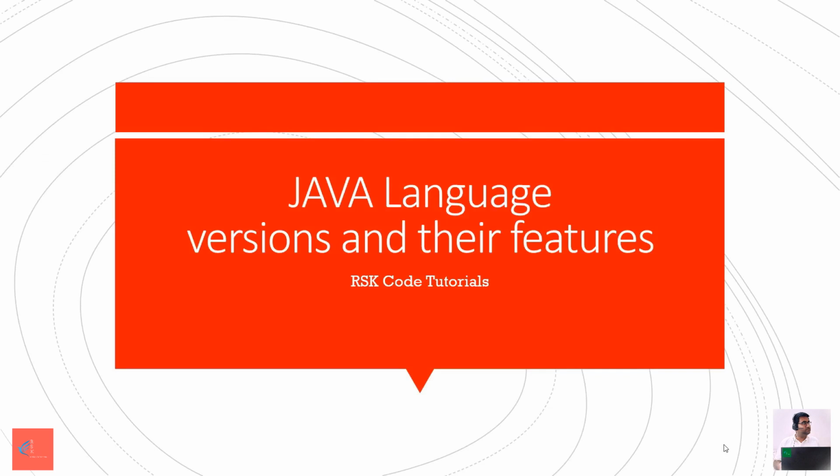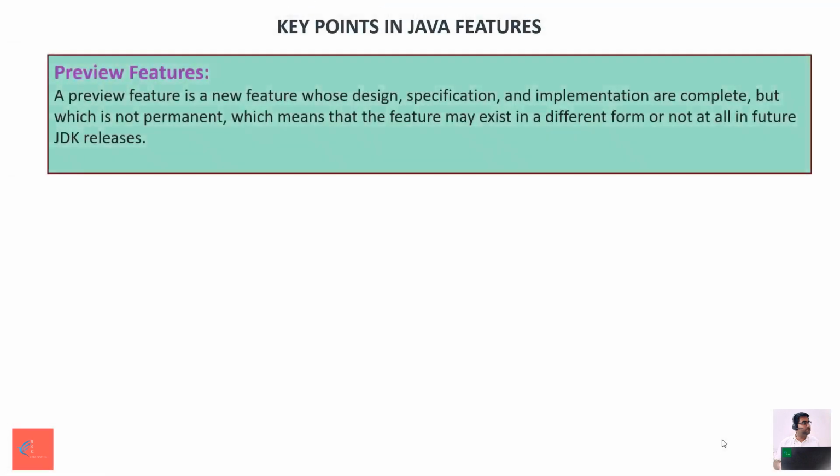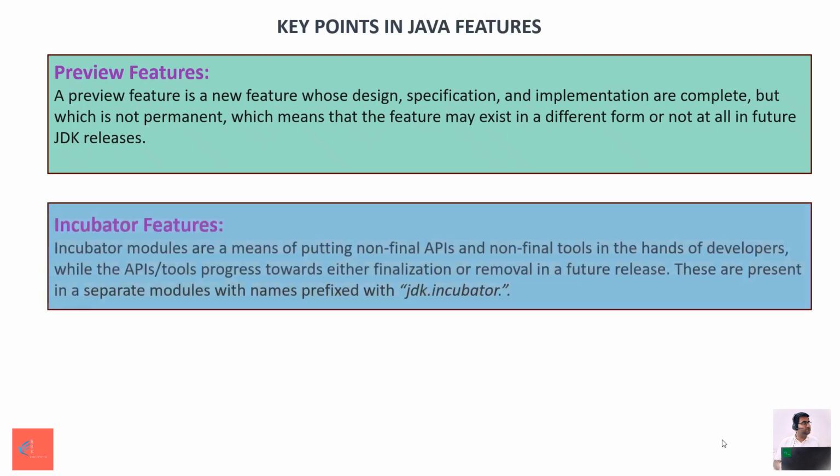After Java 11, moving ahead, let us understand some key points used in Java features. First is preview features. A preview feature is a new feature whose design, specification and implementation are complete. But these features are not permanent, which means these features may exist in a different form or not at all in future JDK releases.